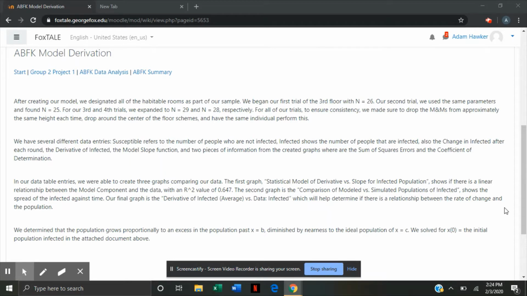From our results and using the D-field operator with the given equations, we were able to determine that the population grows proportionally to an excess in the population passed, which was diminished by nearness to the ideal of population.